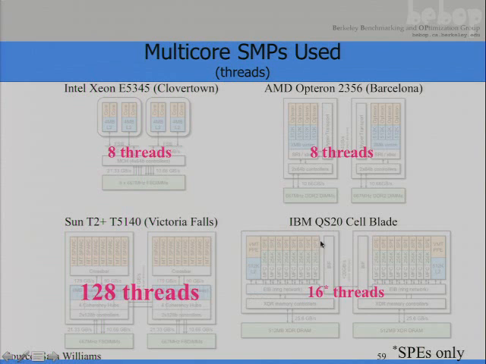And then here, for the 16 SPEs, those are the little parallel guys that are sort of SIMD processors. There are 16 of those. So you want to have 16 threads to keep those busy.